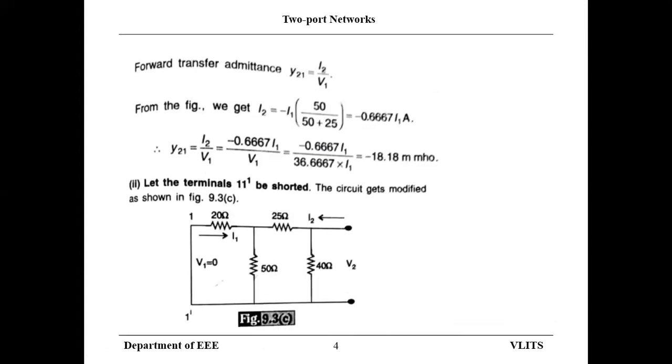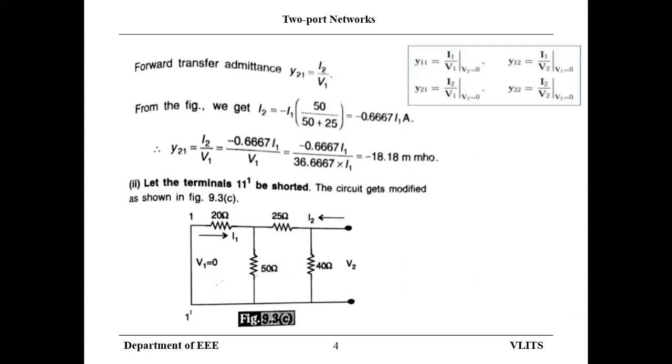Okay, then the remaining two parameters, if you want to find them, those are y12 and y22. Then you have to apply the short circuit at the voltage terminal V1. Then the voltage V1 will get 0.